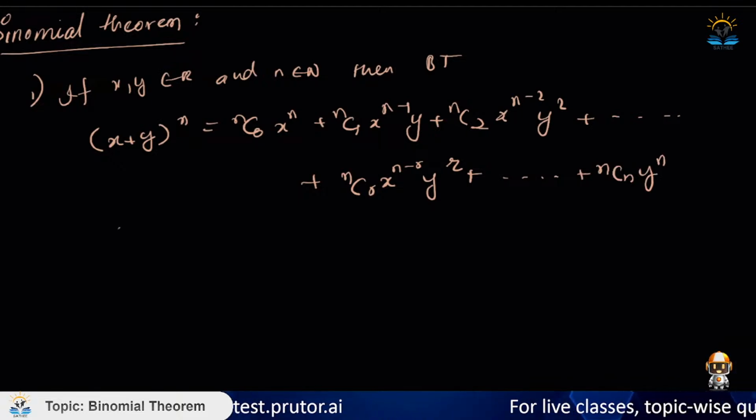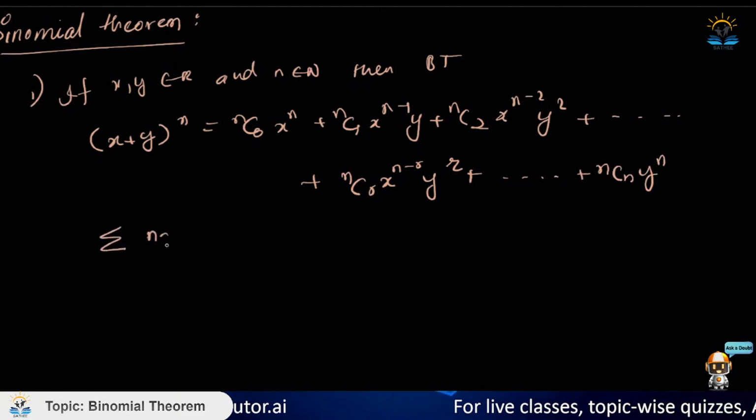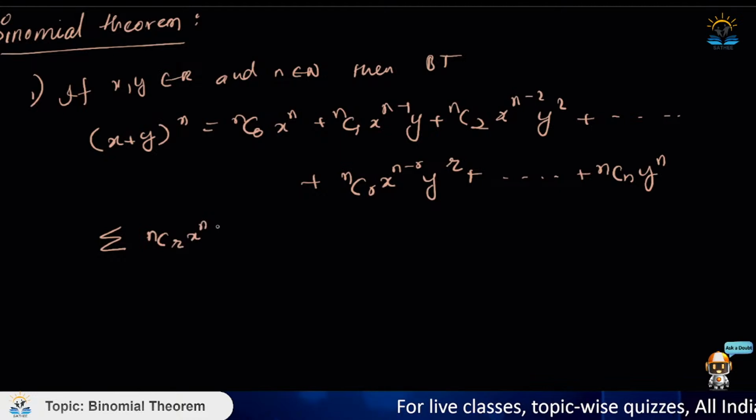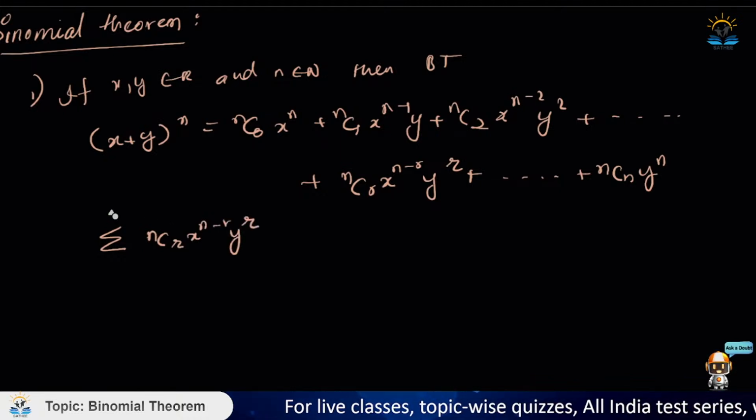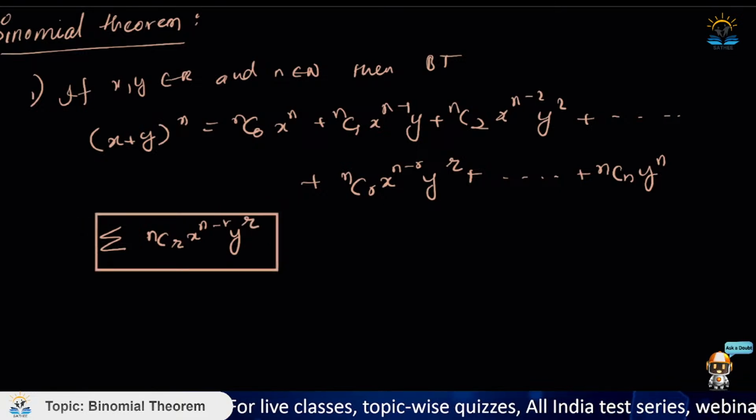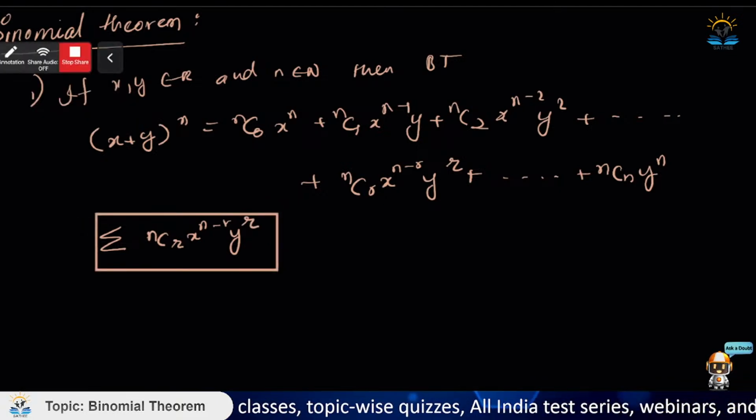So wherein we can write that as the summation of nCr x^(n-r) y^r. Okay, y to the power of r will be there. Okay, so that way we can see it.